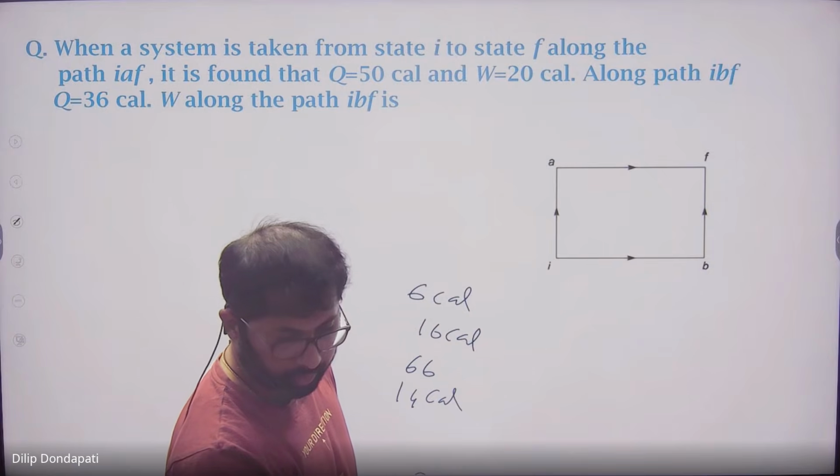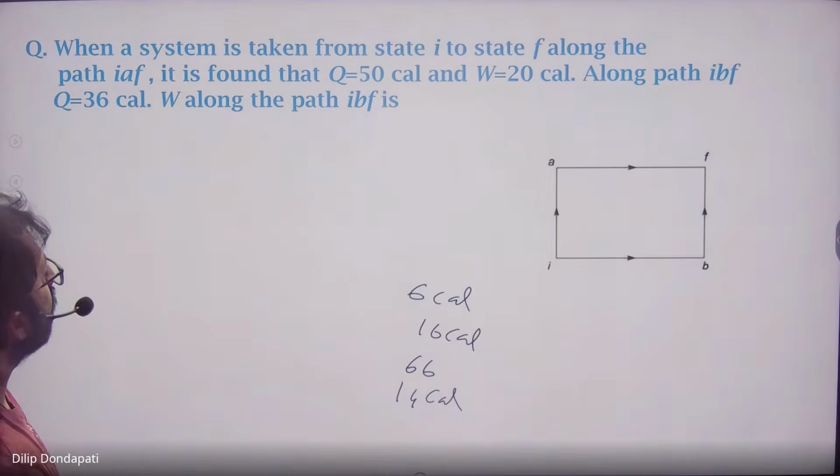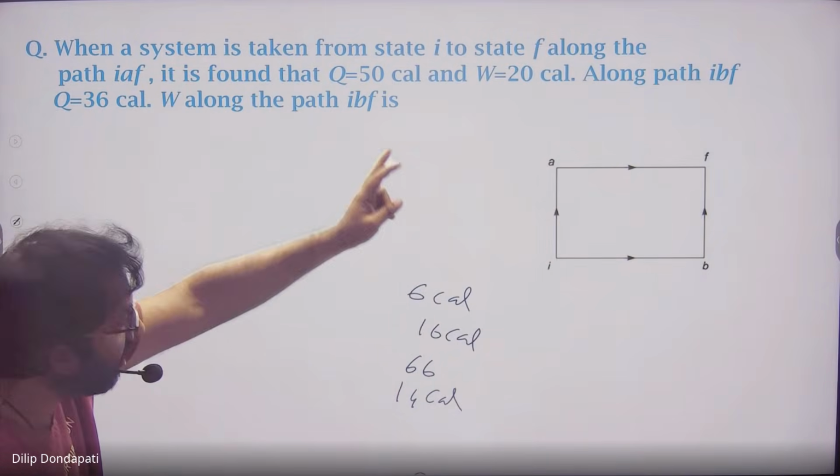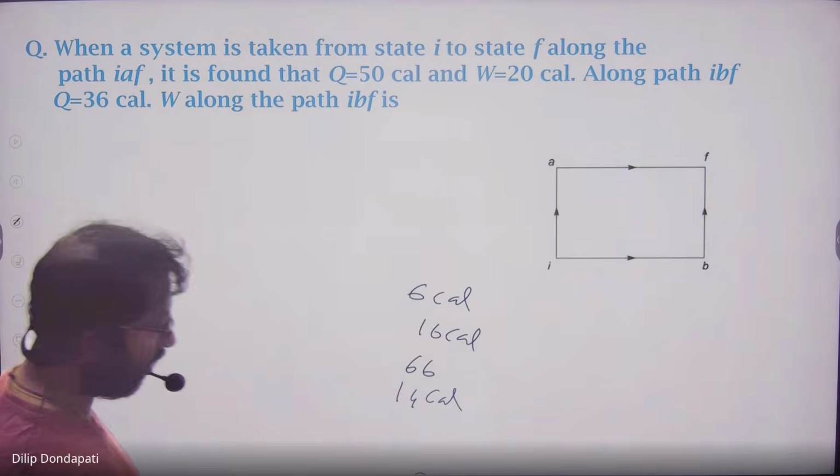I'm getting 6. Delta U is a state function. So 6 is the answer. But shouldn't the total U be minus 30 from one side and 30 from the other, so the total becomes 0? Final minus initial, right? Delta U is a state function, right? This side and that side are the same. Yes, you're talking about the arrows.